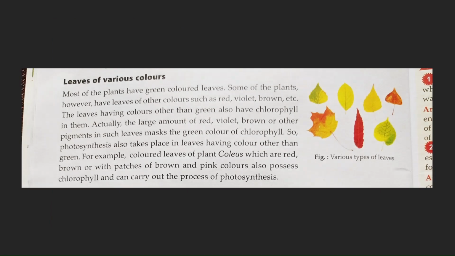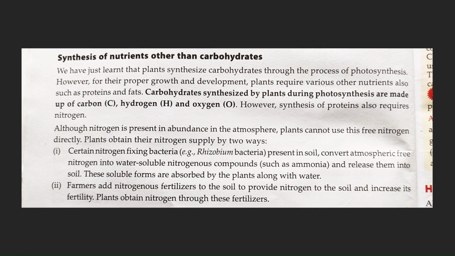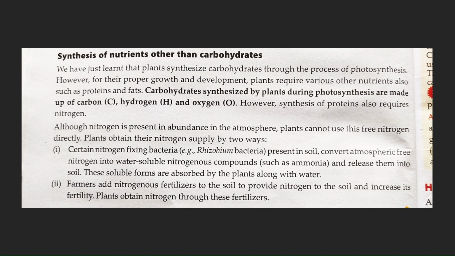Now let's move on to the next topic, leaves of various colors. Most plants have green colored leaves. Some plants, however, have leaves of other colors such as red, violet, brown, etc. The leaves having colors other than green also have chlorophyll. The large amount of red, violet, brown or other pigments in such leaves masks the green color of chlorophyll. So photosynthesis also takes place in leaves having colors other than green. For example, the colored leaves of Coleus, which are red, brown or patches of brown and pink colors, also possess chlorophyll and can carry on the process of photosynthesis.